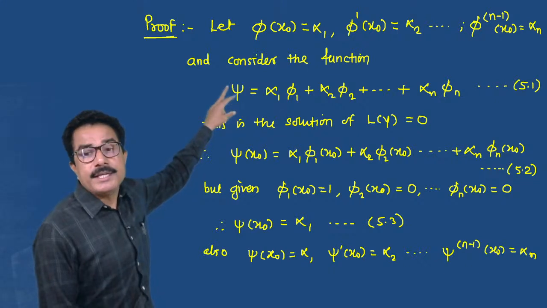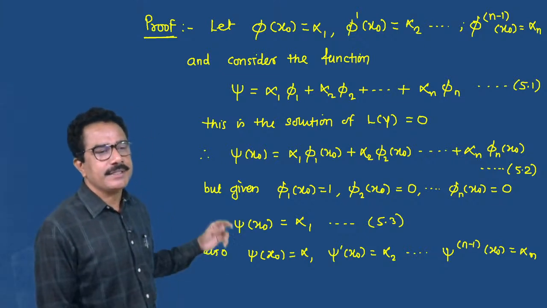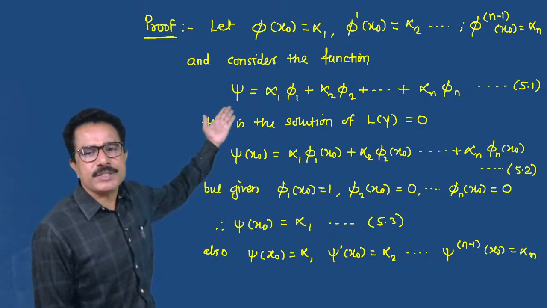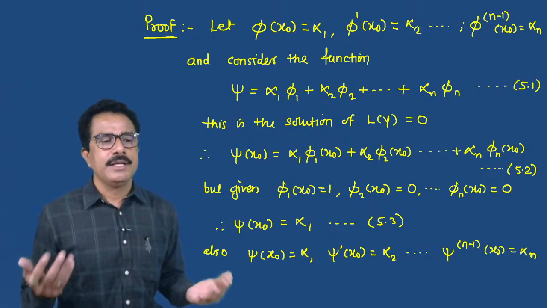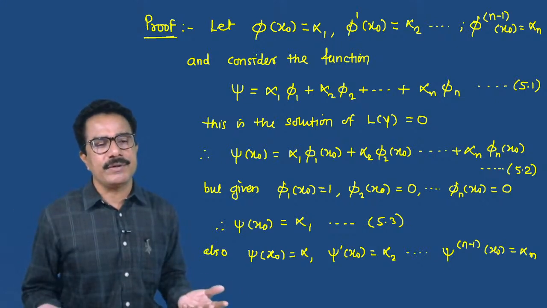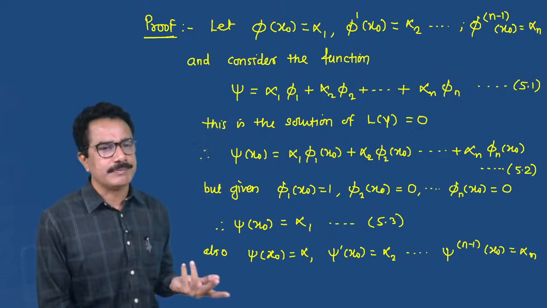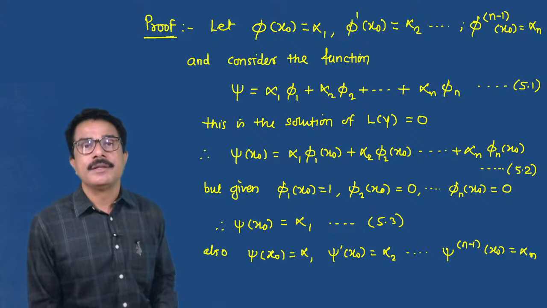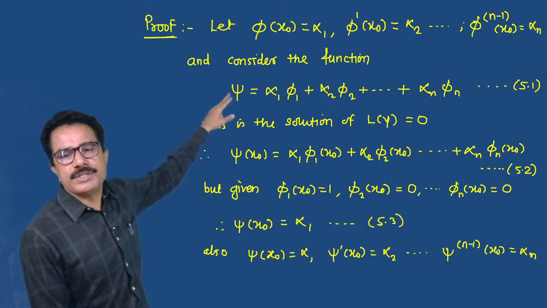अगर ये solution है, psi is a solution of L(y) = 0, then according to the initial condition we can write psi(x0) = alpha1 phi1(x0) + alpha2 phi2(x0) + alpha3 phi3(x0) and so on, because x0 satisfies the solution. So, suppose this is equation 5.2, but according to the initial condition we have given that phi1(x0) = 1.